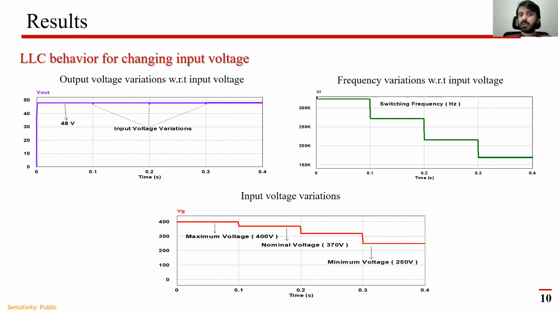Here, depending on varying input voltage from 400 volts to 200 volts every 10 milliseconds, the output voltage and frequency variations are shown in the figures. In case of changing input voltage, the output voltage is kept constant and the frequency decreases to give the same amount of maximum power.